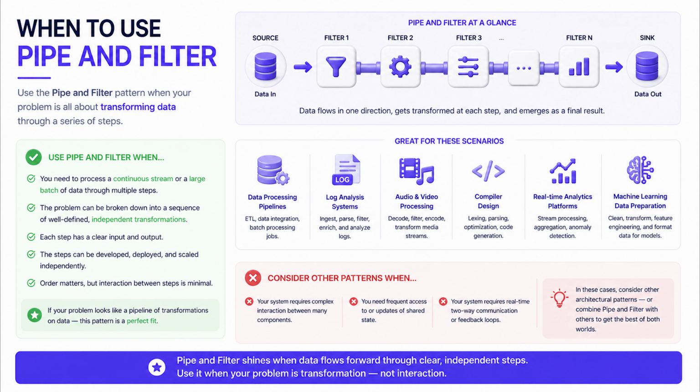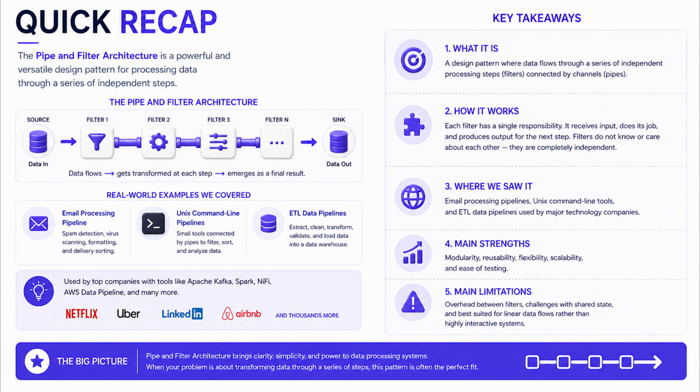Let us do a quick recap of everything we have covered. The pipe and filter architecture is a design pattern where data flows through a series of independent processing steps, called filters, connected by channels, called pipes. Each filter has a single responsibility. It receives input, does its job, and produces output for the next step. Filters do not know or care about each other.